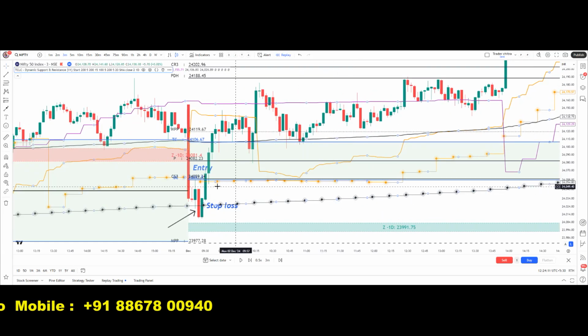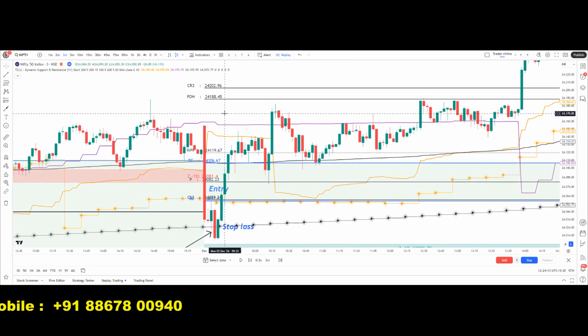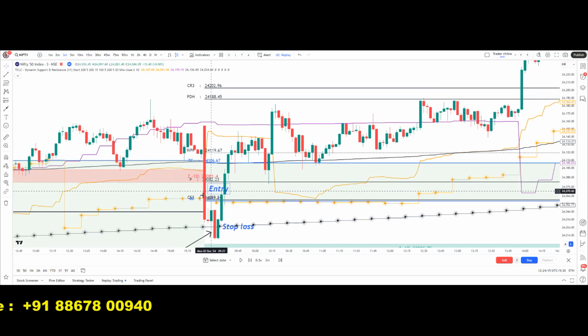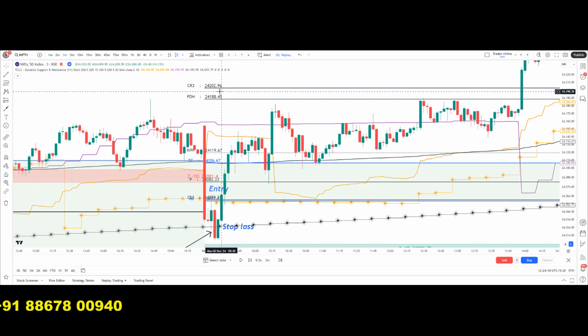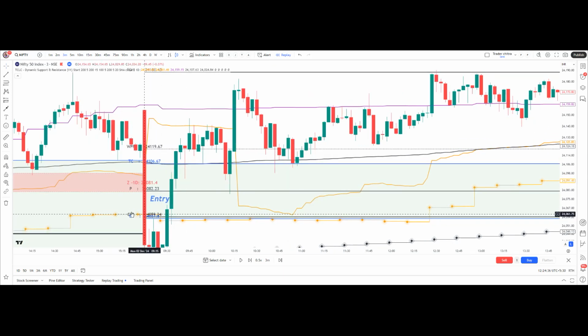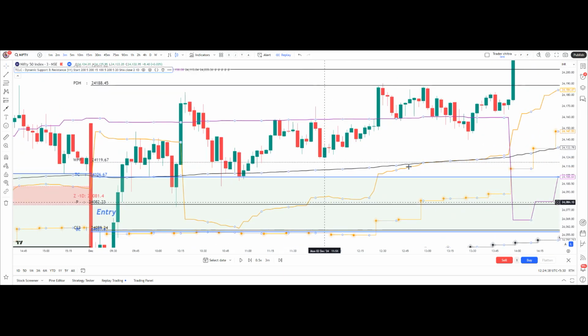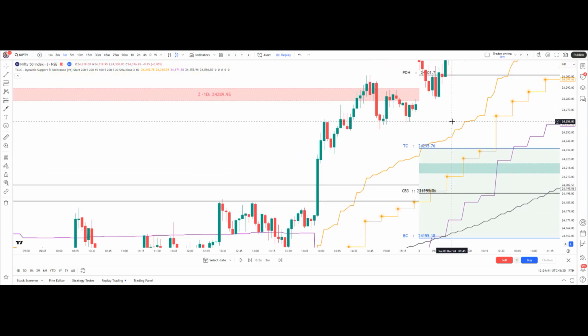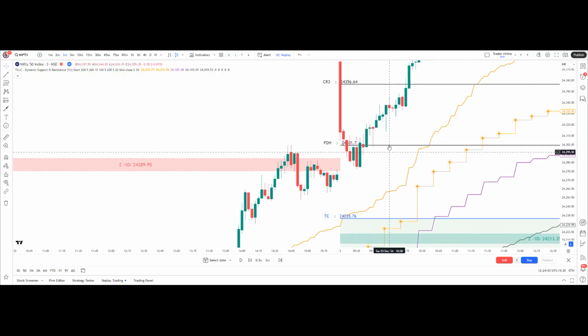So in this indicator, there is one more resistance and support level, that is CR3 and CS3. What is CR3? CR3 is called Camarilla R3 level and Camarilla S3. So these two, one support and one resistance level, I am using along with this support and resistance. So we are getting more confirmation to enter into our trade. So here this green candle gave a close above Camarilla S3. Here we can see this is the CS3.